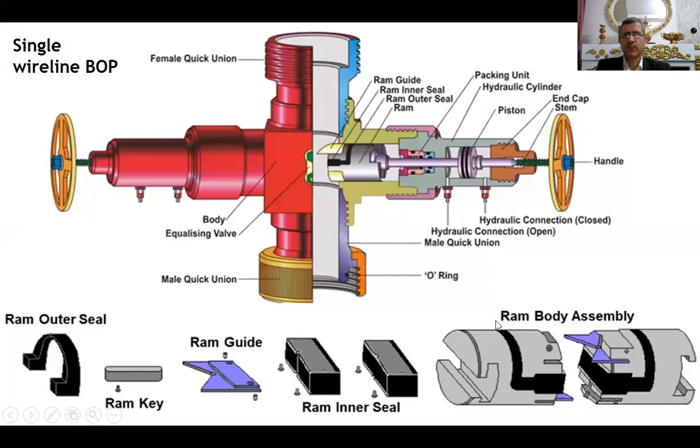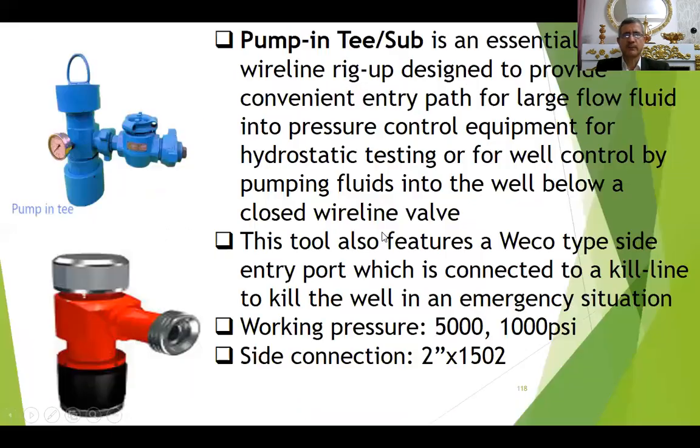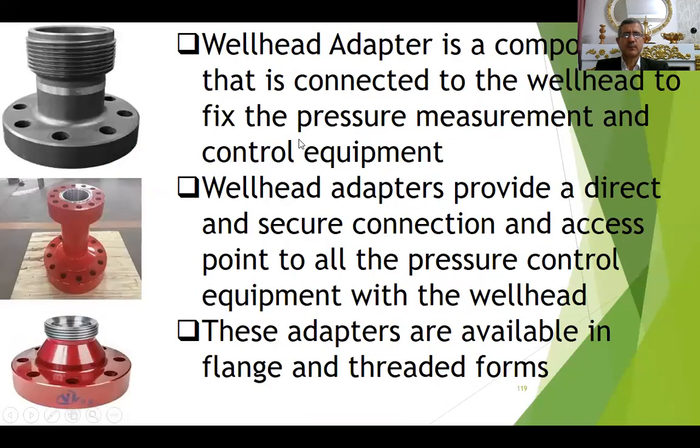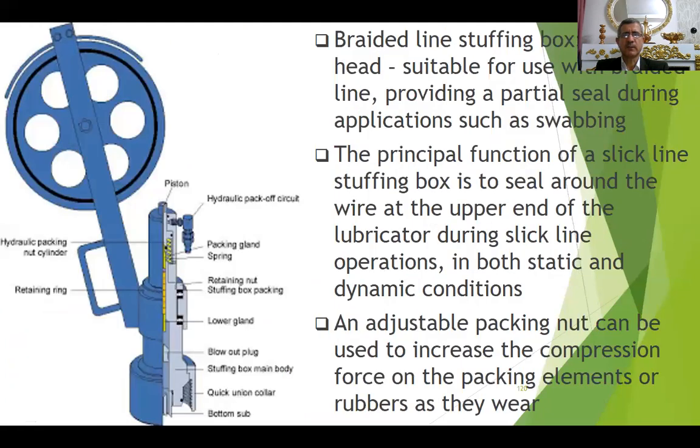Here we have the types, the parts of the BOP. Here we inject hydraulic oil in this chamber to close it. When we want to open it, we pump hydraulic oil here. We have the pump-in T or sub. We have a wellhead adapter and types. We can talk about it.